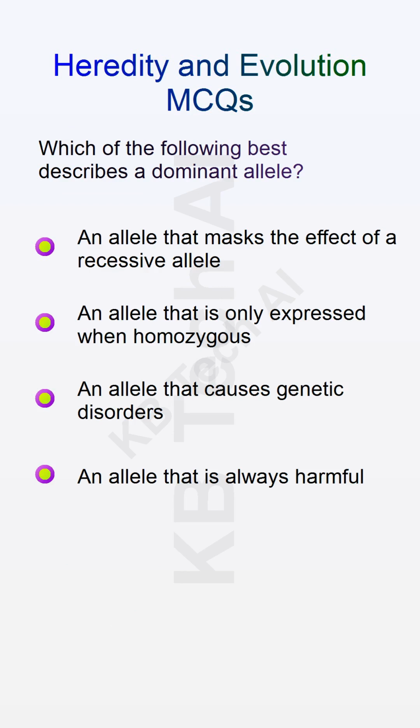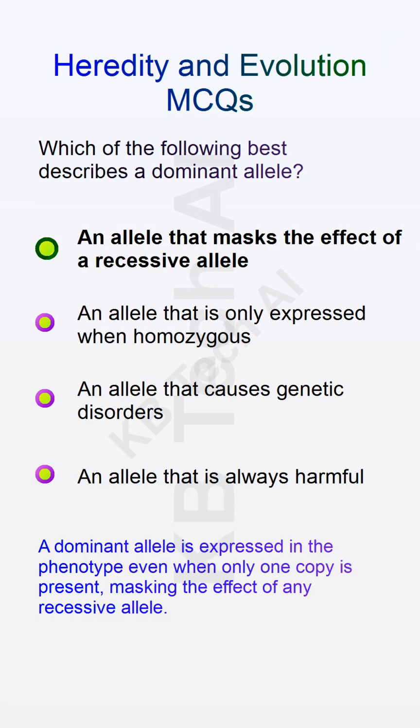Which of the following best describes a dominant allele? Option 1, an allele that masks the effect of a recessive allele. Option 2, an allele that is only expressed when homozygous. Option 3, an allele that causes genetic disorders. Option 4, an allele that is always harmful. The answer is, option 1, an allele that masks the effect of a recessive allele.